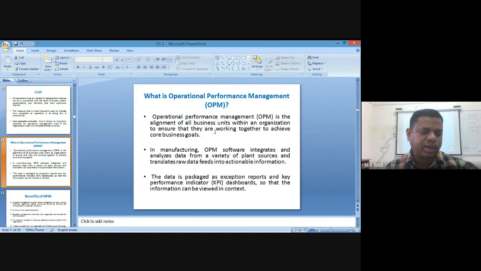They are co-related to each other. Whenever you apply operational performance management, the basic function of operational performance management is the alignment of all business units inside the organization, working together to achieve the common goal, that is making profit. The next part is that in manufacturing, they are using the operational performance software.